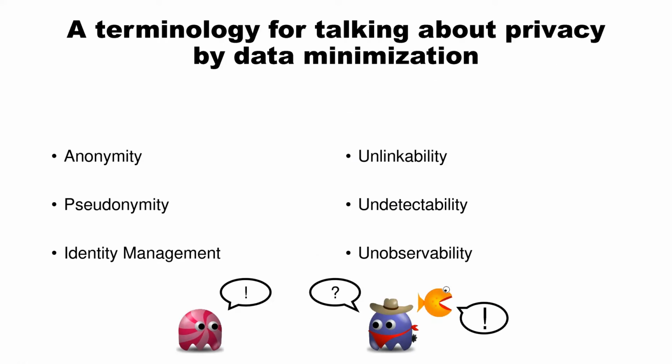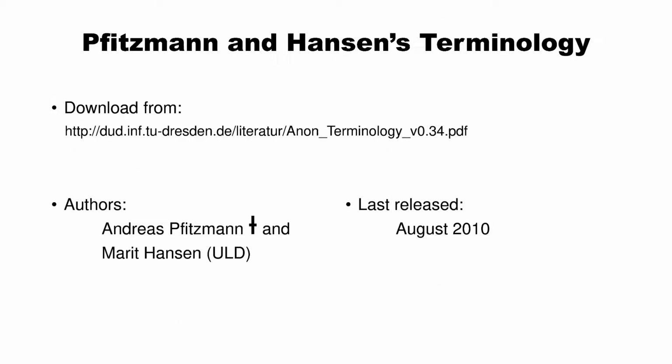The Pfitzmann and Hansen terminology is a terminology for talking about privacy and data minimization. And you may ask yourself, why do we need a terminology? The purpose of the terminology is to create a common vocabulary for us to know the proper terms and also to know the proper meaning of those terms when discussing data protection and privacy. And we're going to discuss 6 of these terms today: anonymity, pseudonymity, identity management, unlinkability, undetectability, and unobservability. The Pfitzmann and Hansen terminology you can download from this address here. The authors are Andreas Pfitzmann and Marit Hansen.